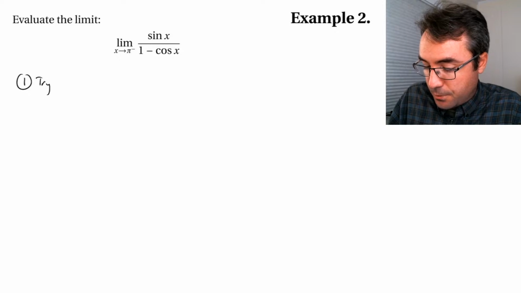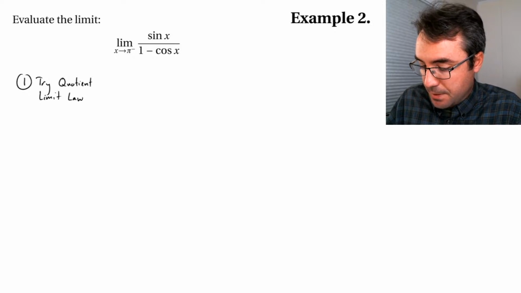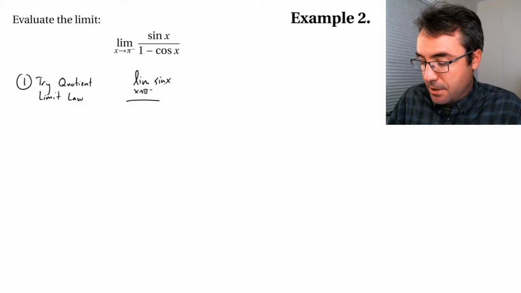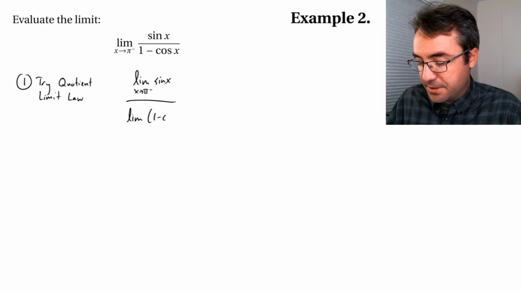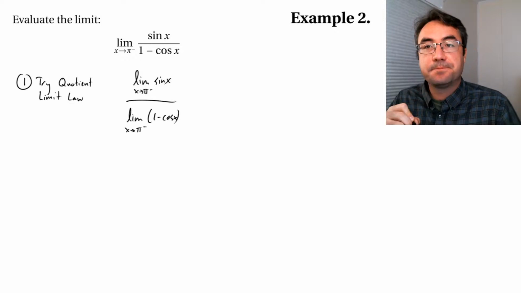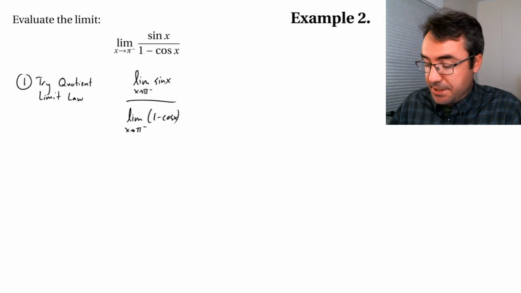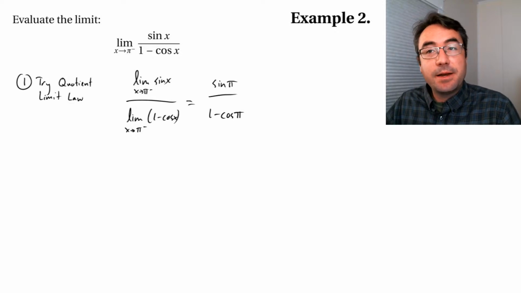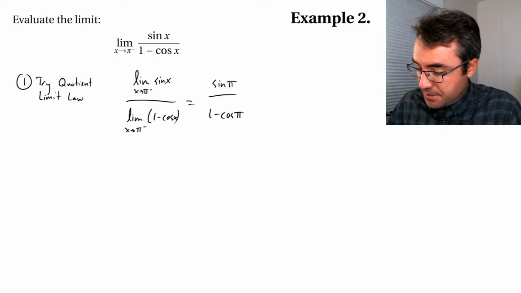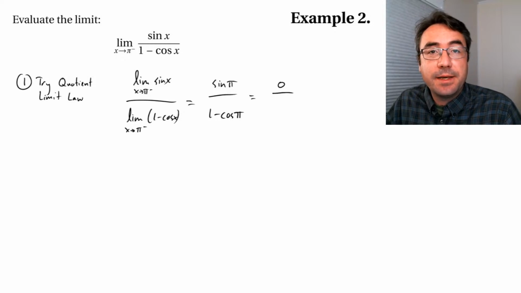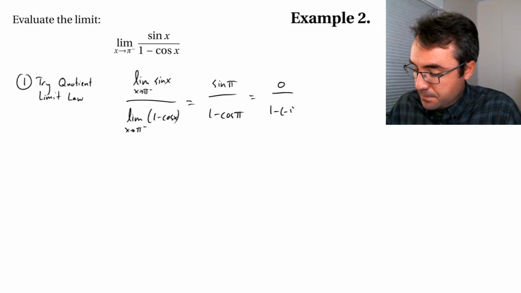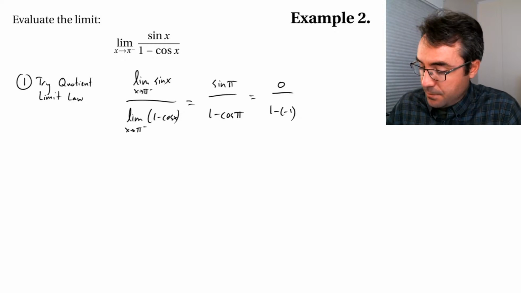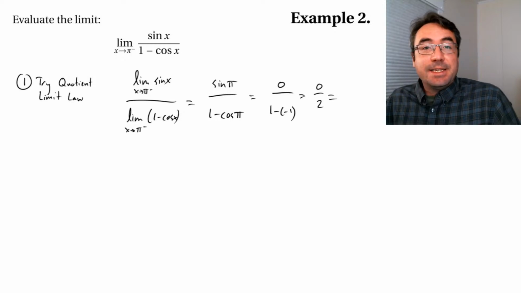We're going to try using the quotient limit law. So we'll write this as the limit of sine of x as x approaches pi from the left divided by the limit of 1 minus cosine of x as x approaches pi from the left. Let's plug in. So we're just going to plug pi into each of those. So we get sine of pi on the top. We get 1 minus cosine of pi in the denominator. And we should know what sine of pi is. It's 0. And we should know what cosine of pi is. It's -1. So we end up with 0 over 1 minus -1, which is 0 over 2, which is not indeterminate.